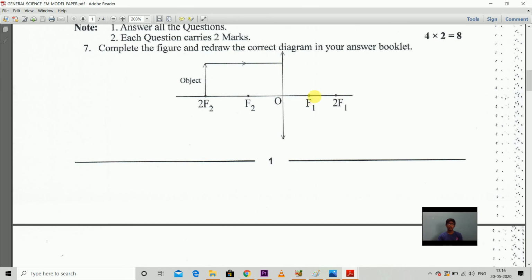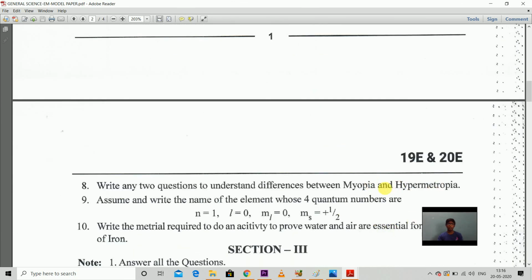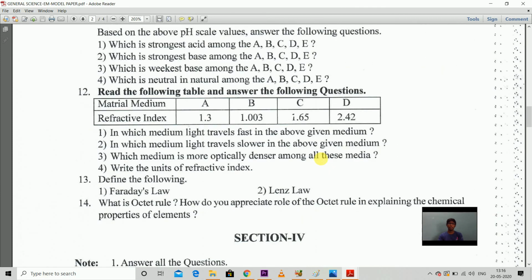But coming to myopia and hypermetropia, instead of asking the correction diagrams, he asked the differences. But you have to learn those diagrams also. You have to practice the diagrams very neatly. Okay, but the main thing is time management. You have to maintain the time.